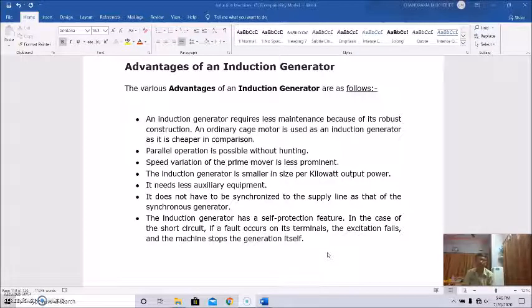It doesn't have to be synchronized to the supply line as the synchronous generator does. The induction generator has a self-protection feature. In the case of a short circuit, if a fault occurs on its terminals, the excitation fails and the machine stops generating by itself. So these are the advantages.